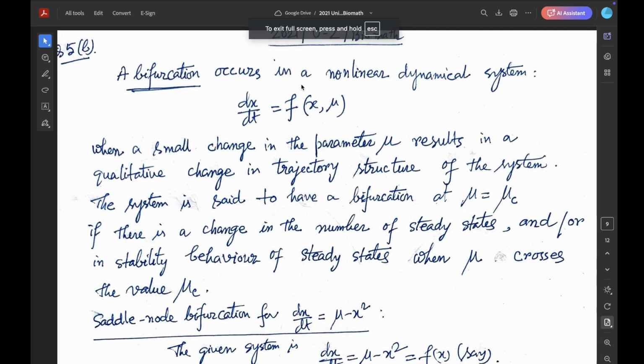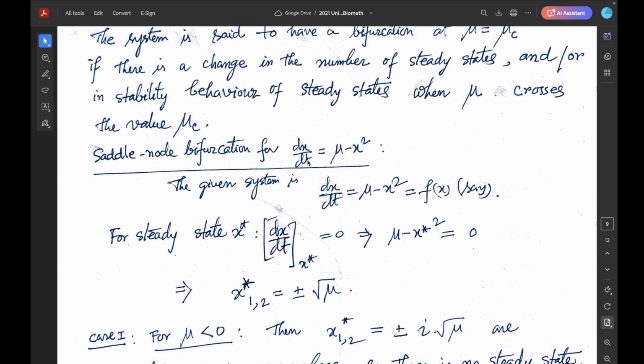A bifurcation occurs in a nonlinear dynamical system d/dt of x equal to f of x, mu, when a small change in the parameter mu results in a qualitative change in the trajectory structure of the system. The system is said to have a bifurcation at mu equal to mu c, a particular value of mu, if there is a change in the number of steady states and/or in the stability behavior of the steady states when mu crosses the value mu c.